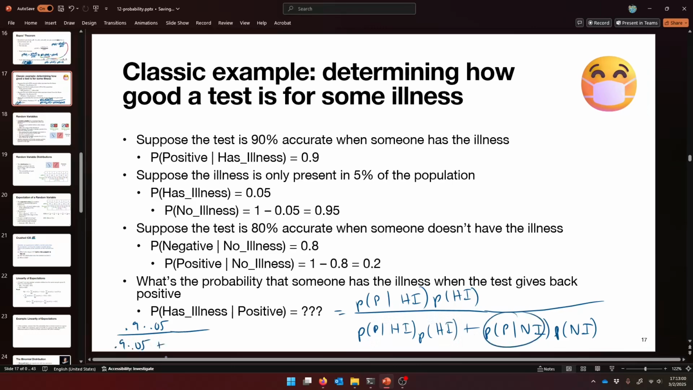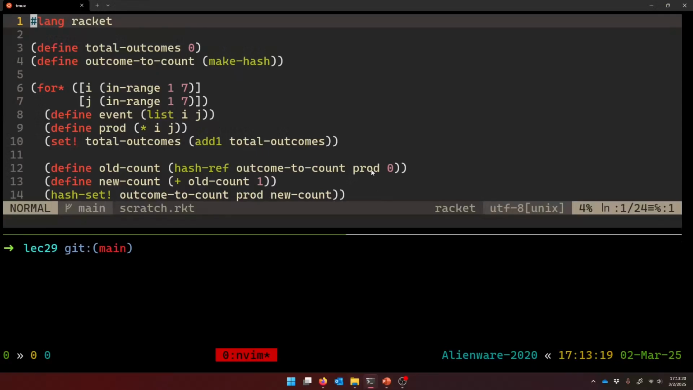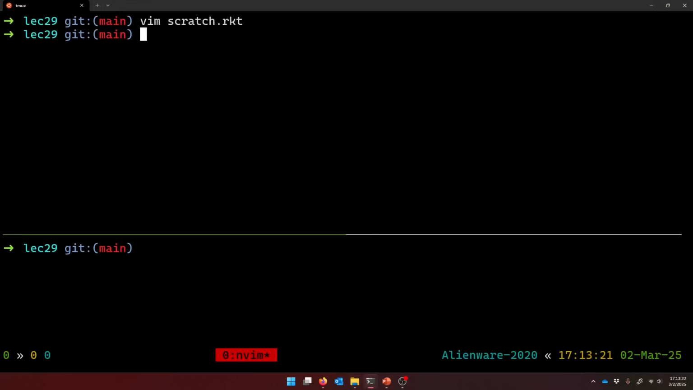Now we've got the probability that it's positive given that you don't have the illness. That's 0.2. It's the false positive rate, 20%. And then times the probability that you don't have the illness, which is a 95% chance you don't have the illness, 0.95, and so that's the math. Let's do the math.